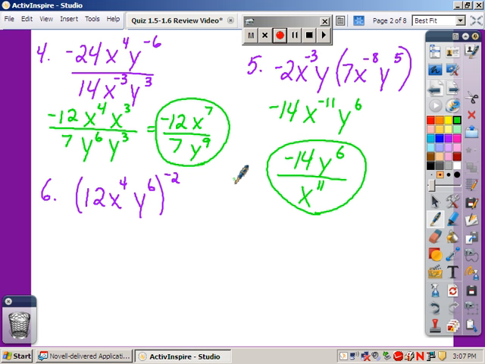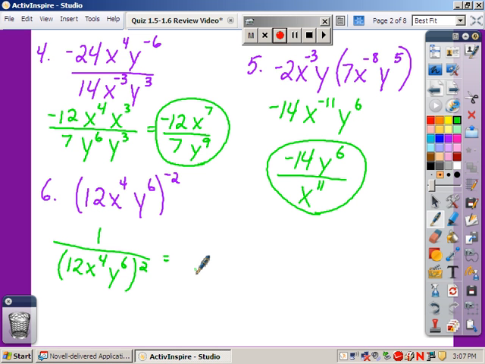For number 6, this time I have exponents and regular numbers all raised to an exponent, but that exponent out here happens to be negative. So I have to fix that before I do anything else. Some people like to make each one of these things raised to that negative second power. I'd like to get rid of the negative first by moving this whole thing down below the fraction and making it 1 over all of that stuff.